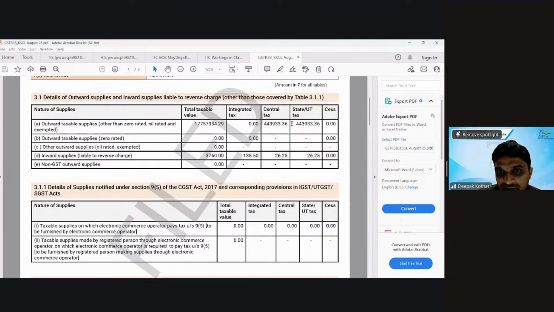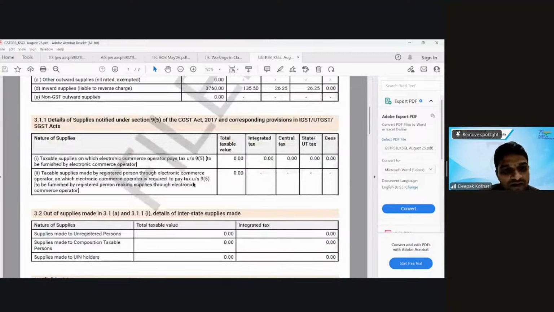On that, what is the tax payable? This supplier has supplied outward supplies of 117 crores 75 lakhs 57,000, and on that he has to pay CGST and SGST. And inward supplies, he is liable to reverse charge, that also is payable, and other supplies.